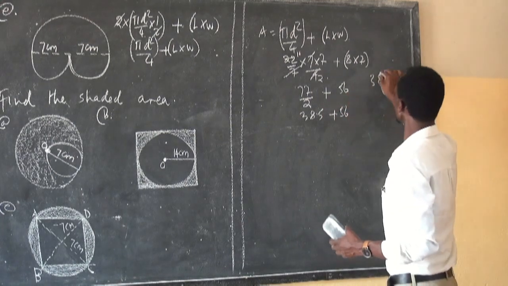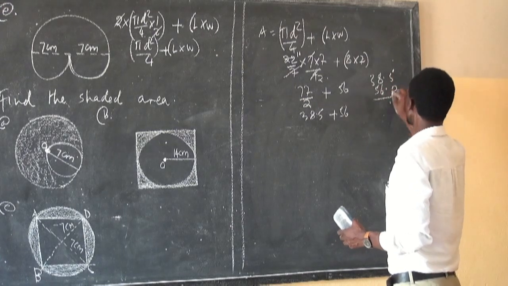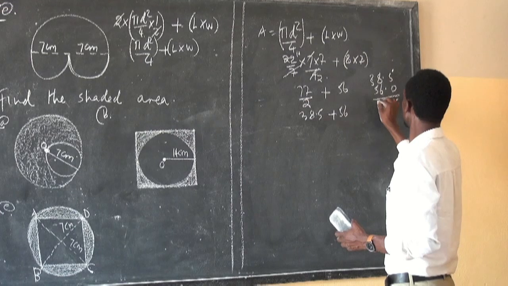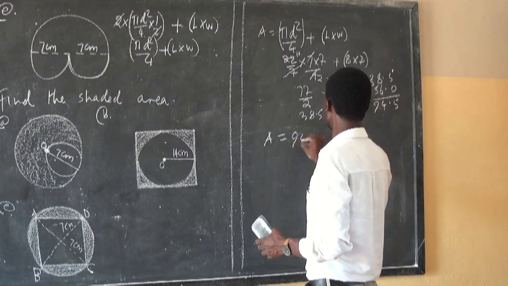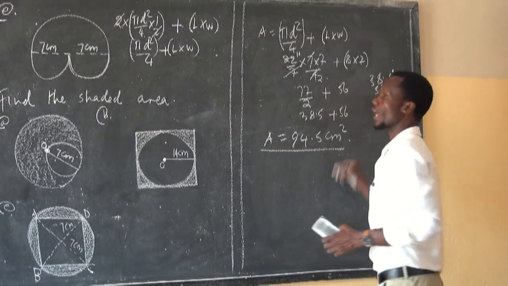Then 38.5 plus 56.0. Now we have 5. Then here we have 14. Then here we have 8. Then it is what? 9. So the area of that shape is 94.5 centimeters squared. So this is the area of that shape.